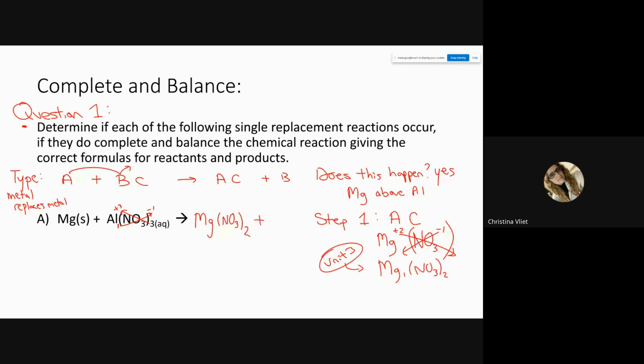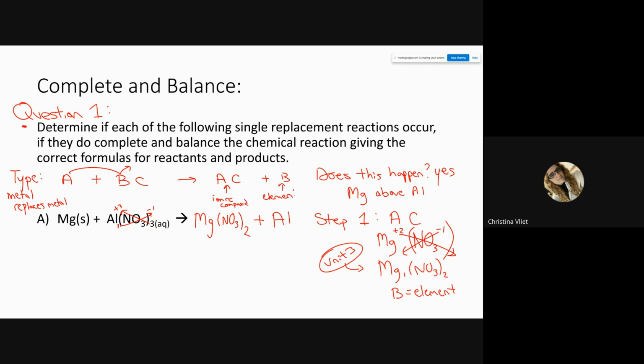Follow our template. What got kicked out? Aluminum. Okay, so how does that exist? How do we get B? Nope. B is an element. So how does aluminum naturally exist? Nope. That is not how aluminum naturally exists. Aluminum, B, is not in a compound. How does it naturally exist? This is an ionic compound, AC. B is an element.